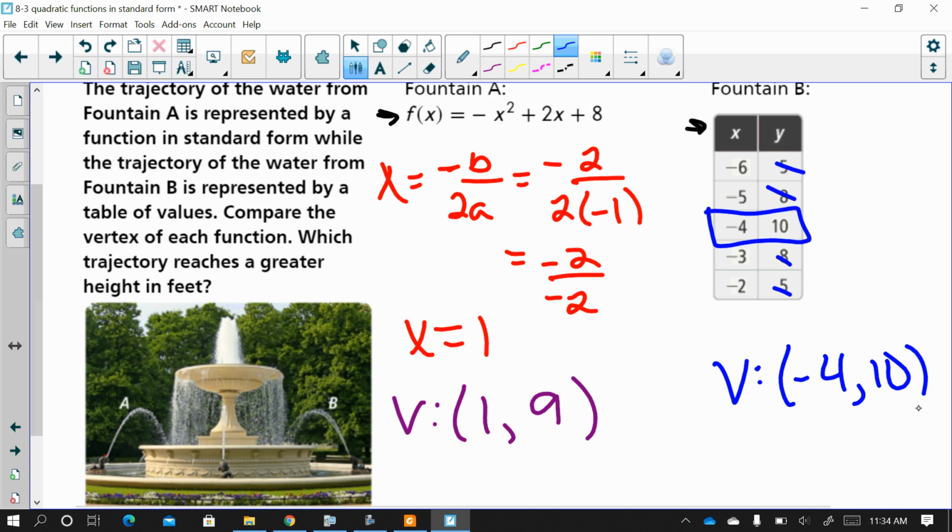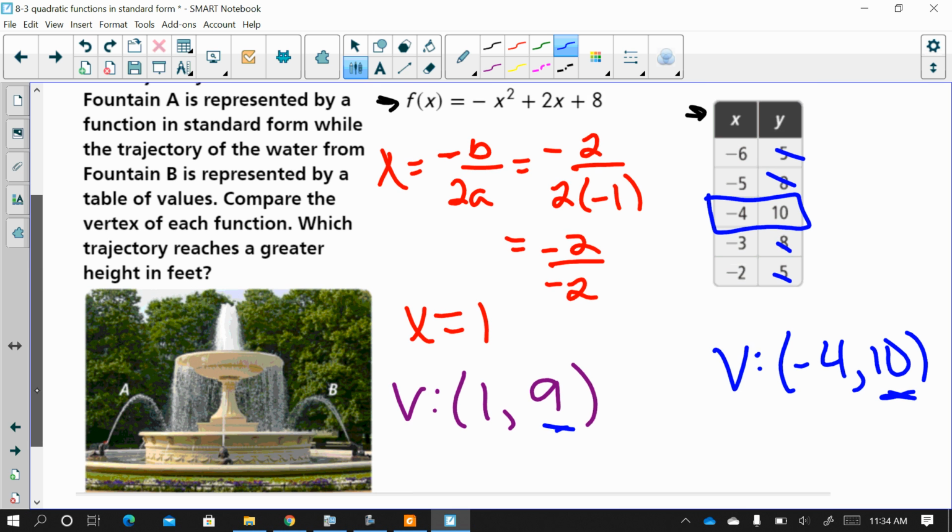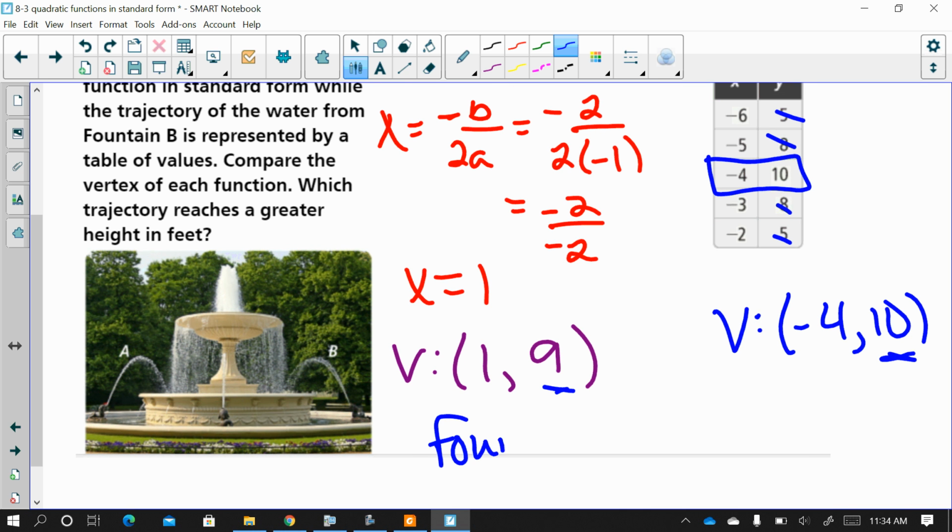Okay, and remember, usually vertical distance is measured by the y value. So which function or which fountain has the higher vertex? Well, fountain B does. Notice my y value is bigger than that. So fountain B has a greater trajectory.